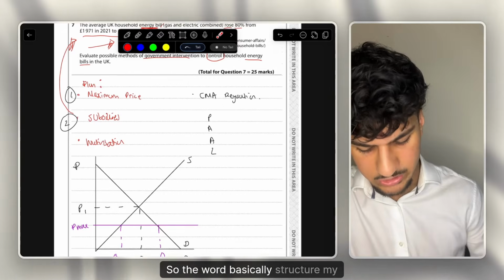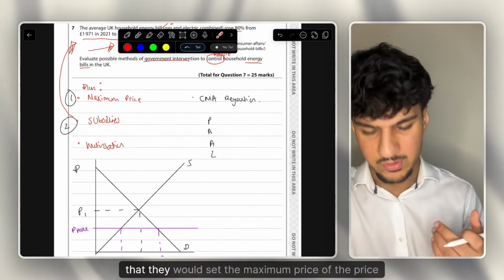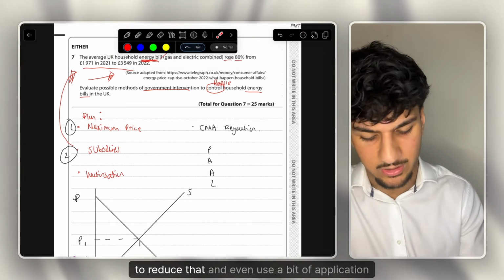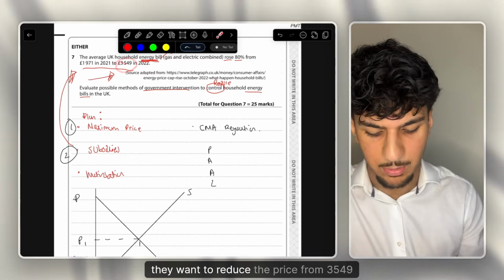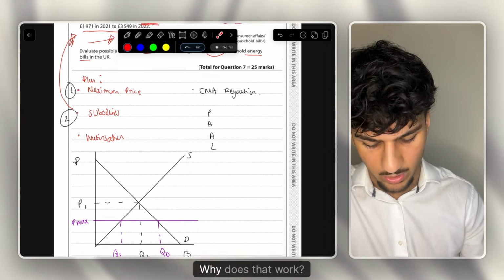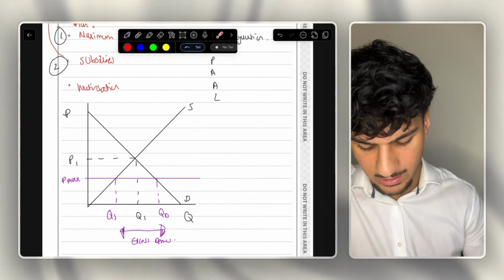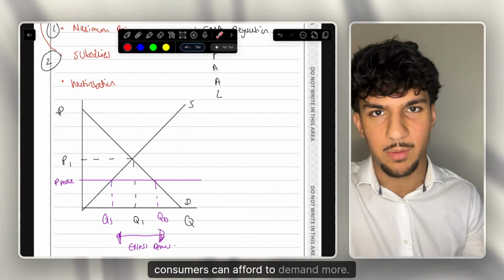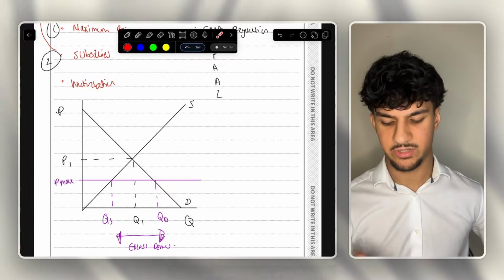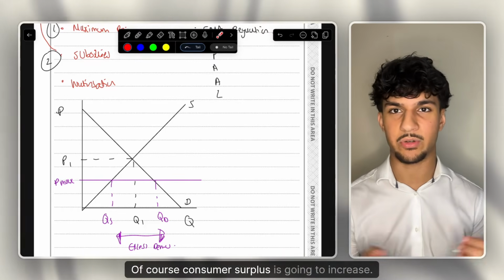So the way I would basically structure my analysis, just tell the examiner basically what I've said to you so far, that they would set the maximum price at the price ceiling below the equilibrium price, as they want to reduce that, and even use a bit of application here. They want to reduce the price from 3,549 to a price that's more affordable for consumers. Why does that work? Since, like I said, talk about the inverse relationship of demand at lower prices, consumers can afford to demand more. And let's think about the surpluses. If prices decrease below the equilibrium, what is going to happen to consumer surplus? Of course, consumer surplus is going to increase.